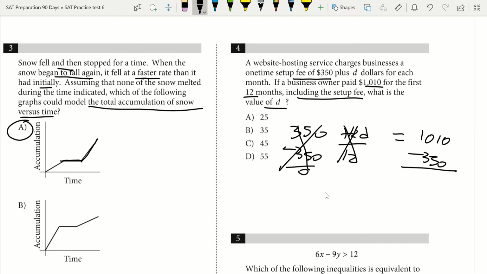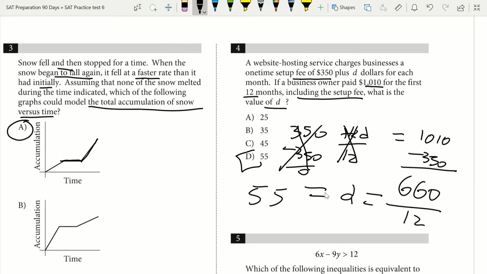Okay, so 1010 minus 350. I'll plug that in my calculator real quick. 1010 minus 350 is going to give me 660. We have to divide that by 12, and that's going to give us D. Which I'll plug in my calculator as well, and that's going to give me 55. So my answer then for D is going to be 55, which is answer choice D for number 4.